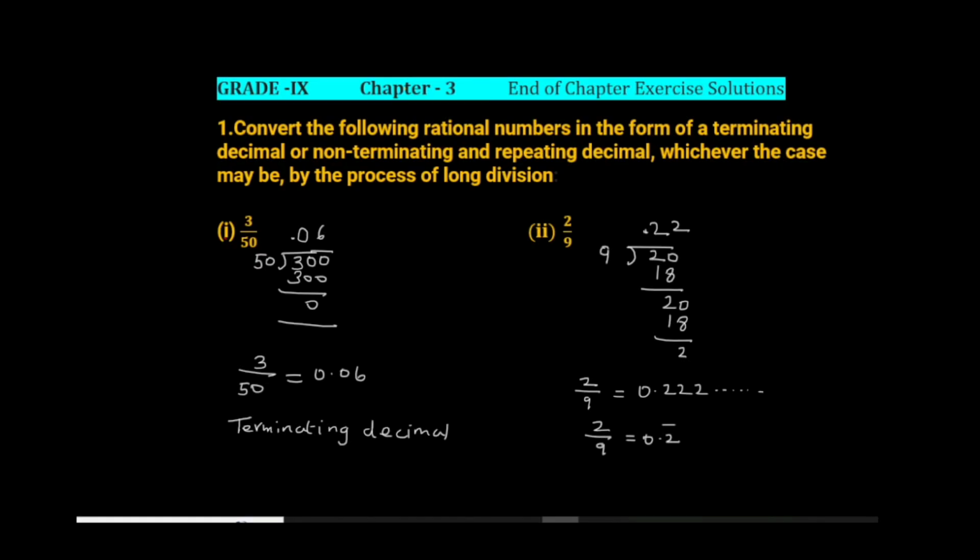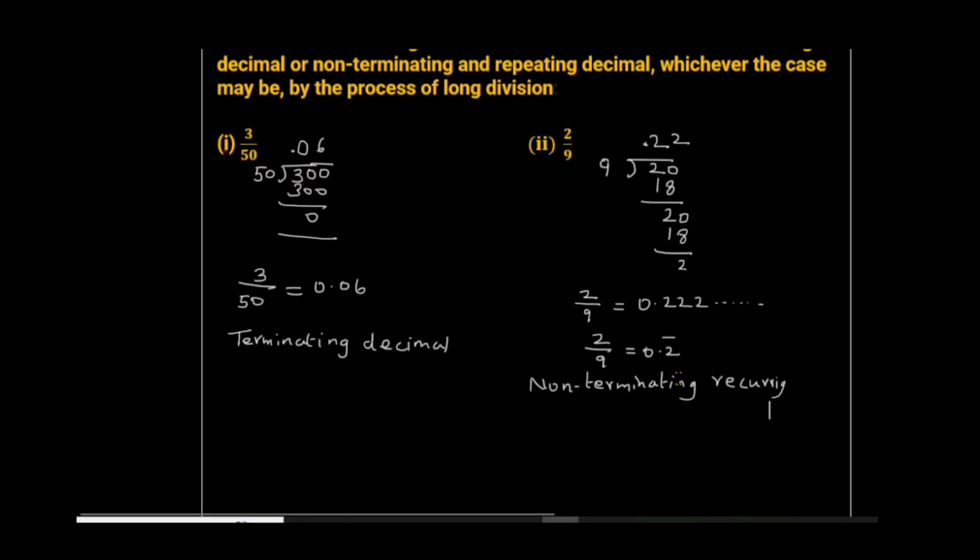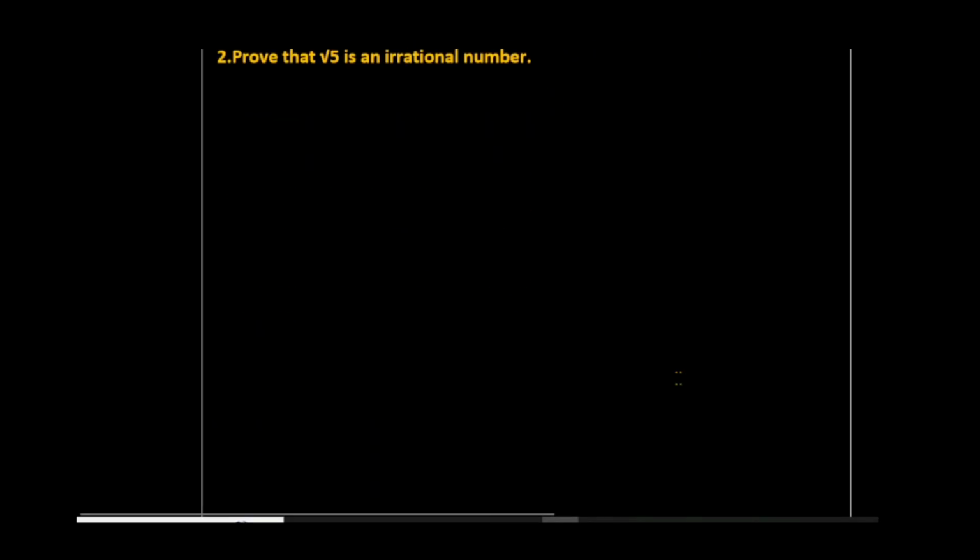So this is a non-terminating recurring decimal. We cannot terminate the decimal. The same number is repeated there. So this is called non-terminating recurring decimal, because the same digit is repeated here. So next question, prove that root 5 is an irrational number.